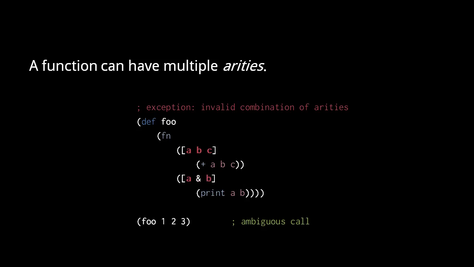Also be clear that a rest parameter causes conflicts with any function definition that has an arity of greater length. In this example, the second body expects one or more arguments, so it conflicts with the first body expecting three arguments, because three counts as one or more.